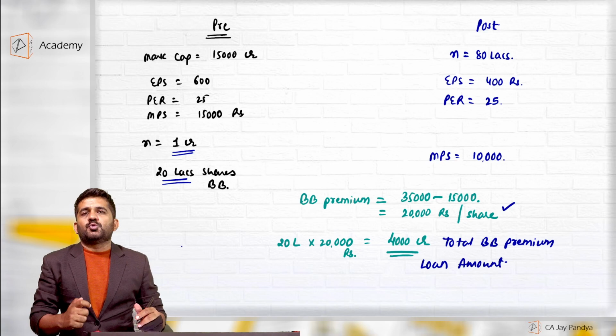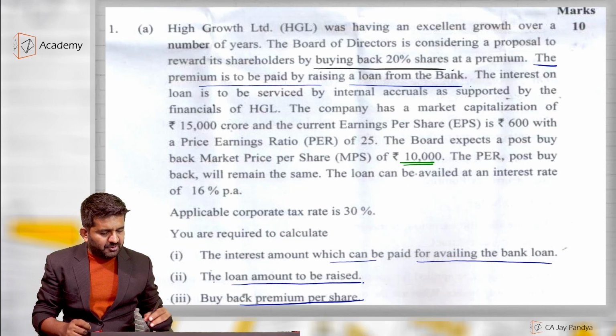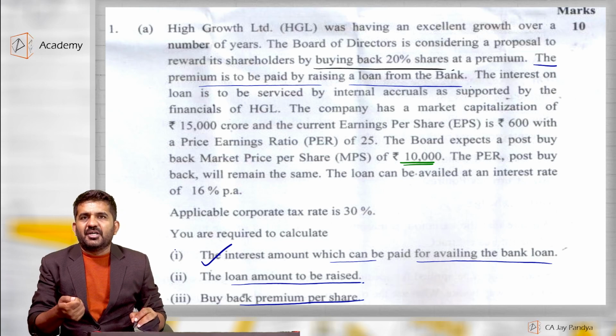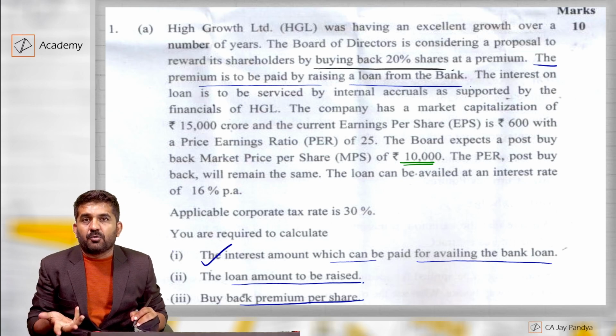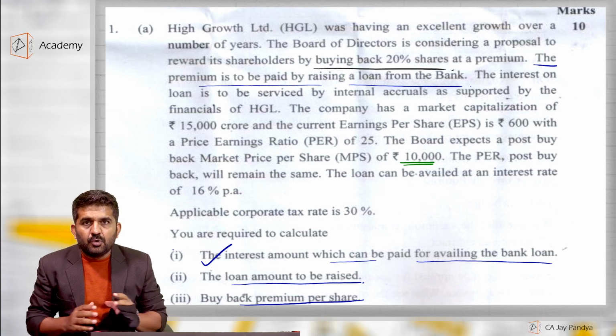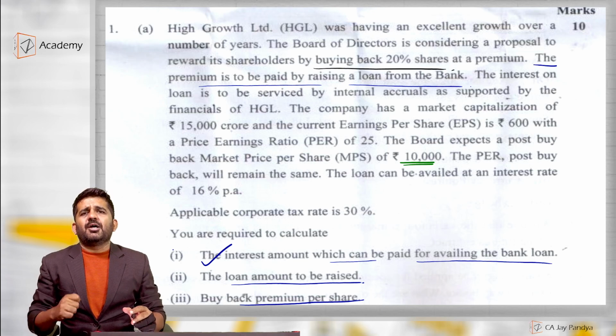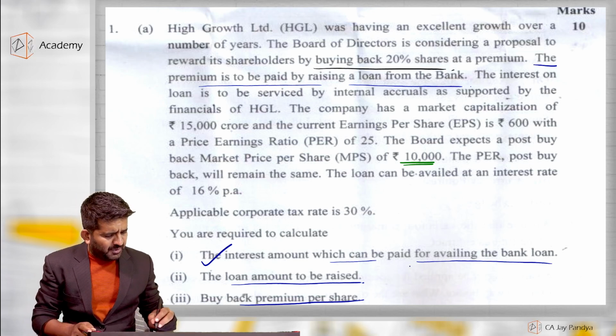Now the question is very vague. Understand, it does not define whether we need to find out interest for 1 year, for 1 month, for 6 months, for 4 months, for 5 months. We don't know. When the buyback is happening, we don't know what the time duration of the buyback is. Let us find out interest per annum. Then it is very simple.